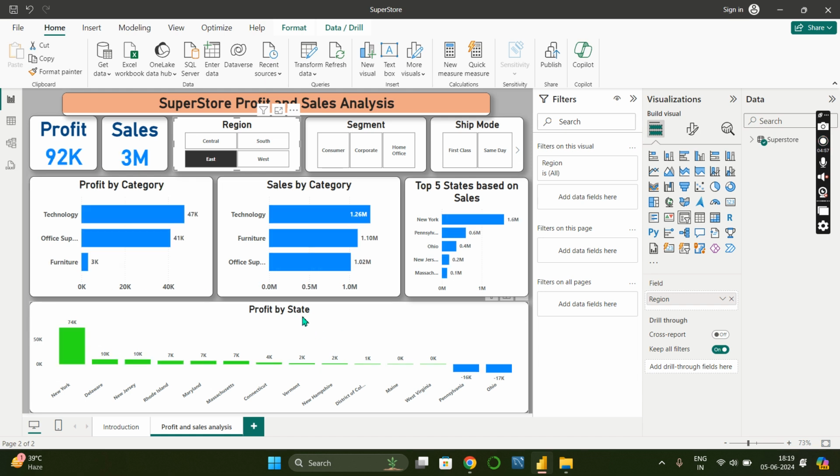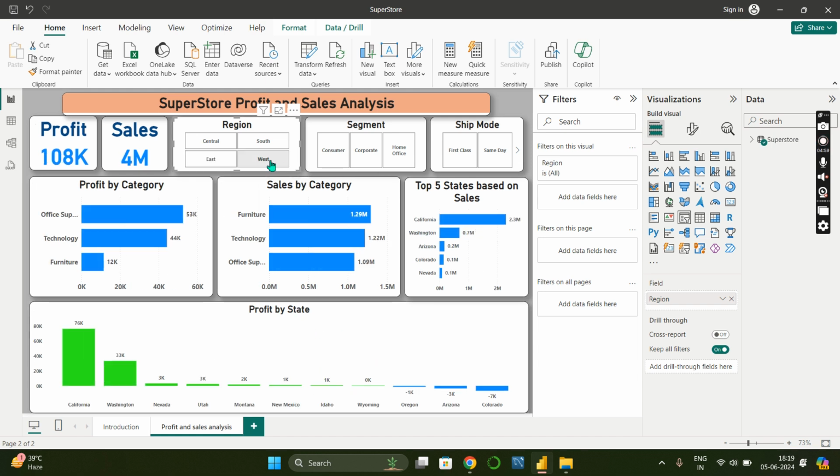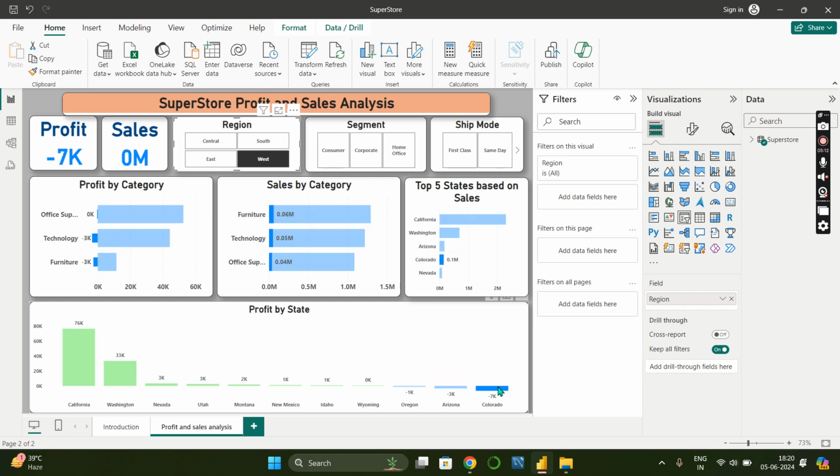If we look at the West region, there is still some loss, with states showing some loss like Oregon, Arizona, and Colorado. The largest loss is in the Colorado region. If we look at these two segments, technology and furniture are contributing to the loss. This is because there are no sales in this region.